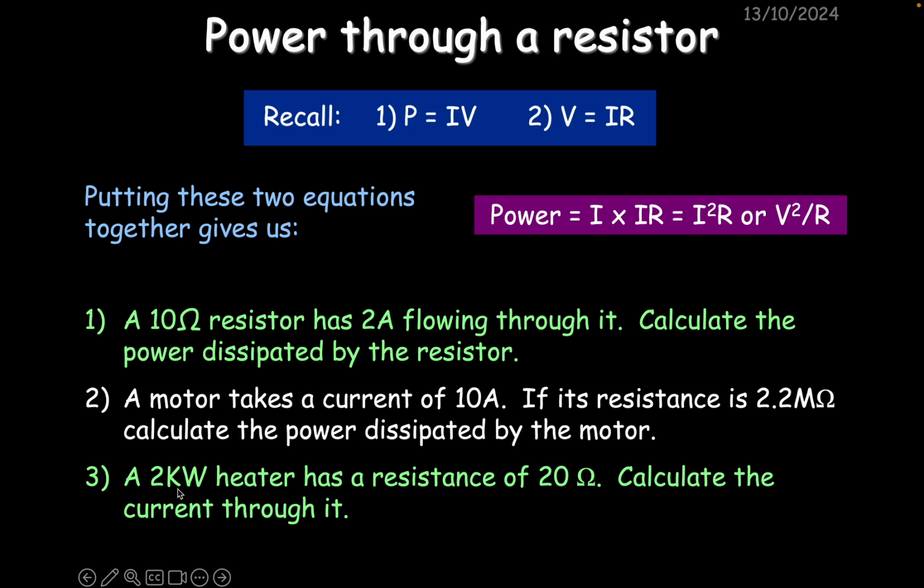This time they're giving you the power and they're giving you the resistance, and they want you to calculate the current. So this time they haven't used V squared over R at all. In A-level they will use this as much as they use this. In GCSE they're more likely to use I squared R and P equals IV. So here they're giving you 2 kilowatts. Remember, kilo should be a small k actually, is 10 to the 3 watts. So it's 2,000 watts, 20 ohms. They want you to calculate the current, which is basically just using this equation. So I hope that helps you.